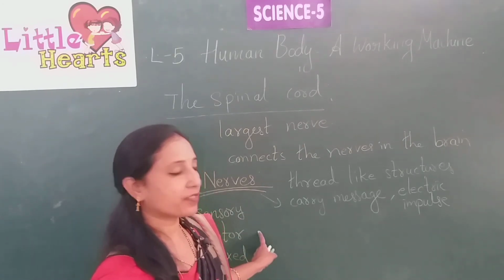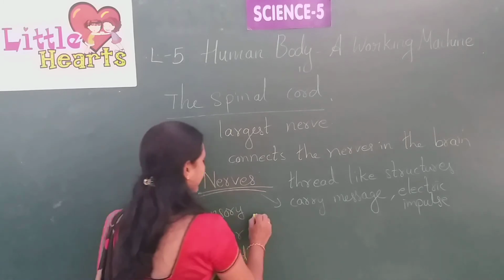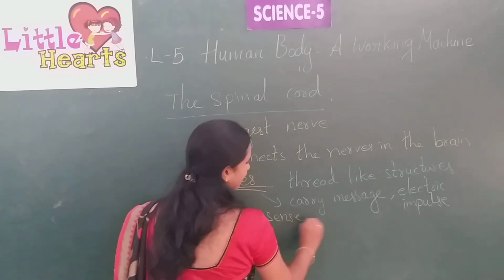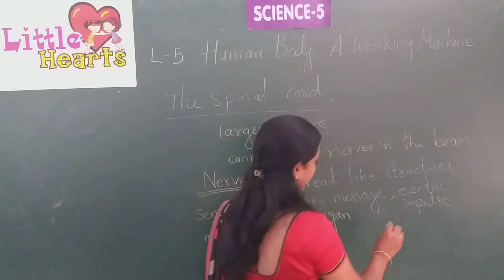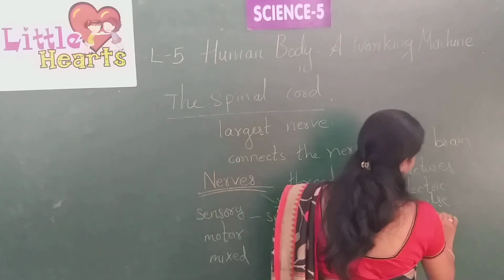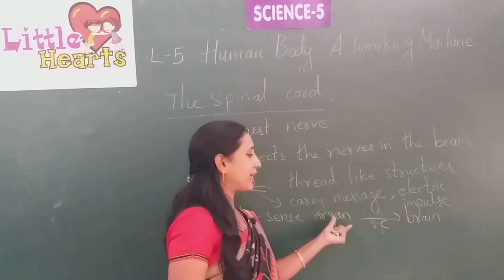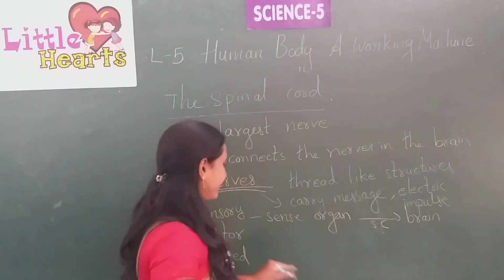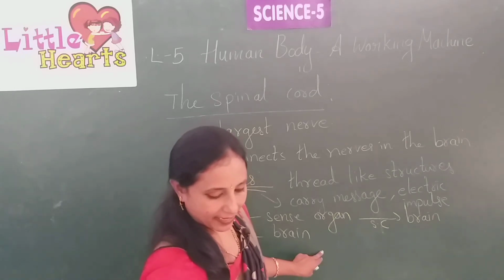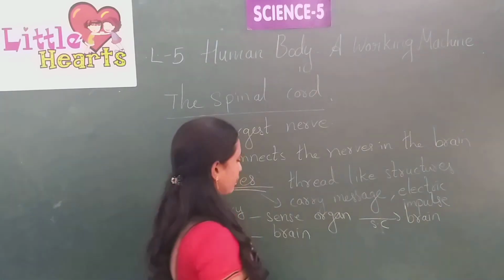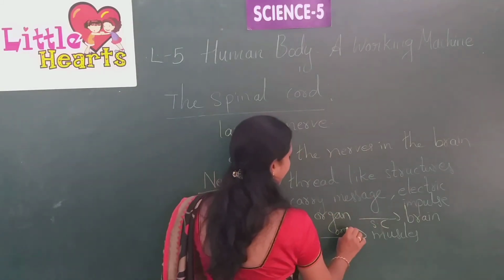So what are sensory nerves? These sensory nerves carry messages from sense organs to the brain. Okay, the sense organs send messages through the spinal cord to the brain, and motor nerves carry the orders from the brain to the muscles. Okay, from the brain to the muscles. It carries the order.